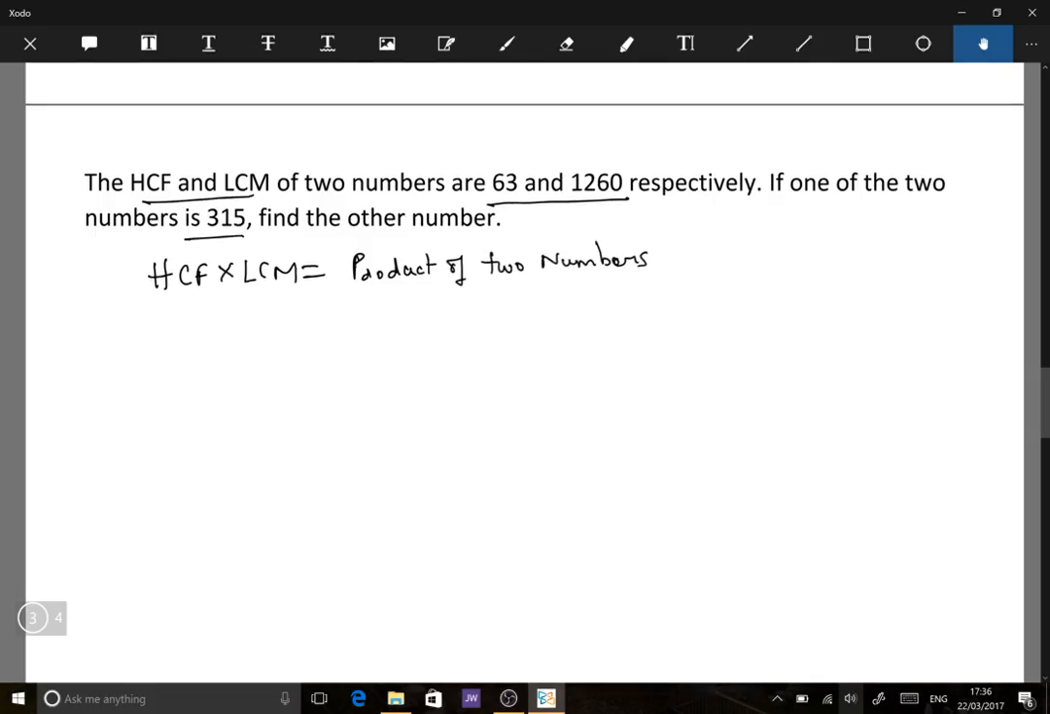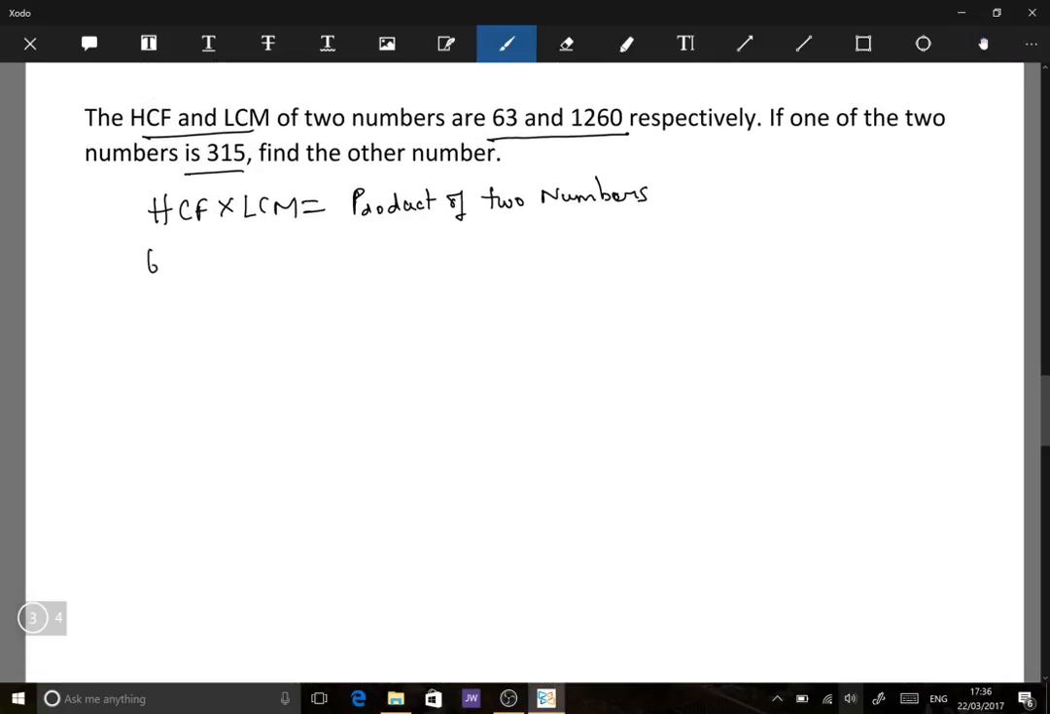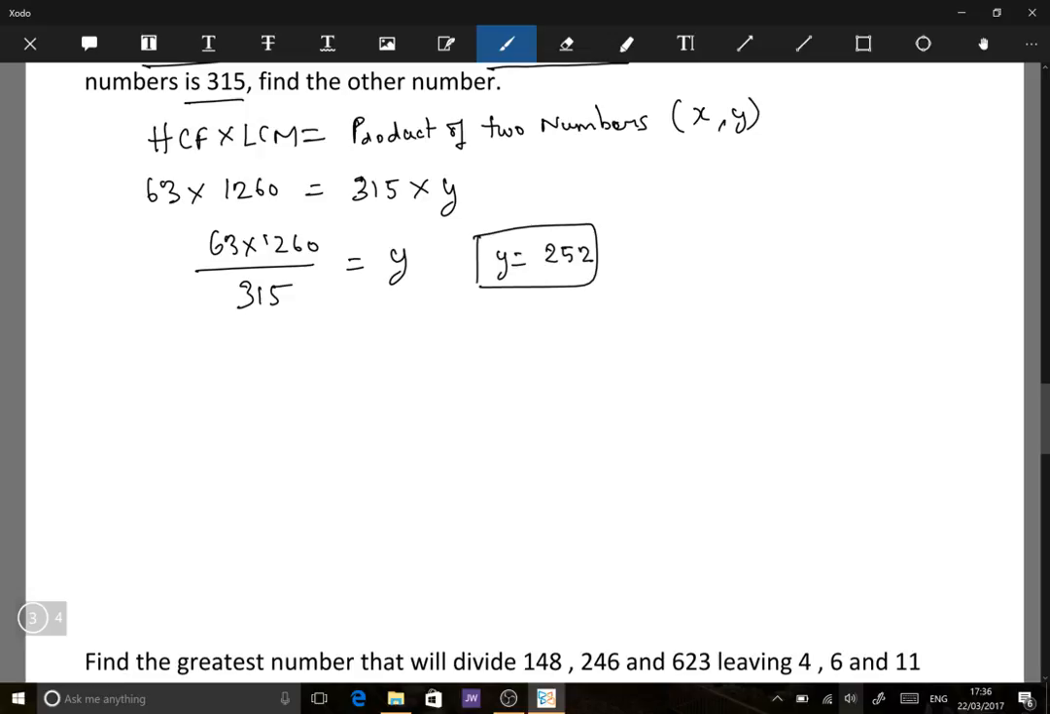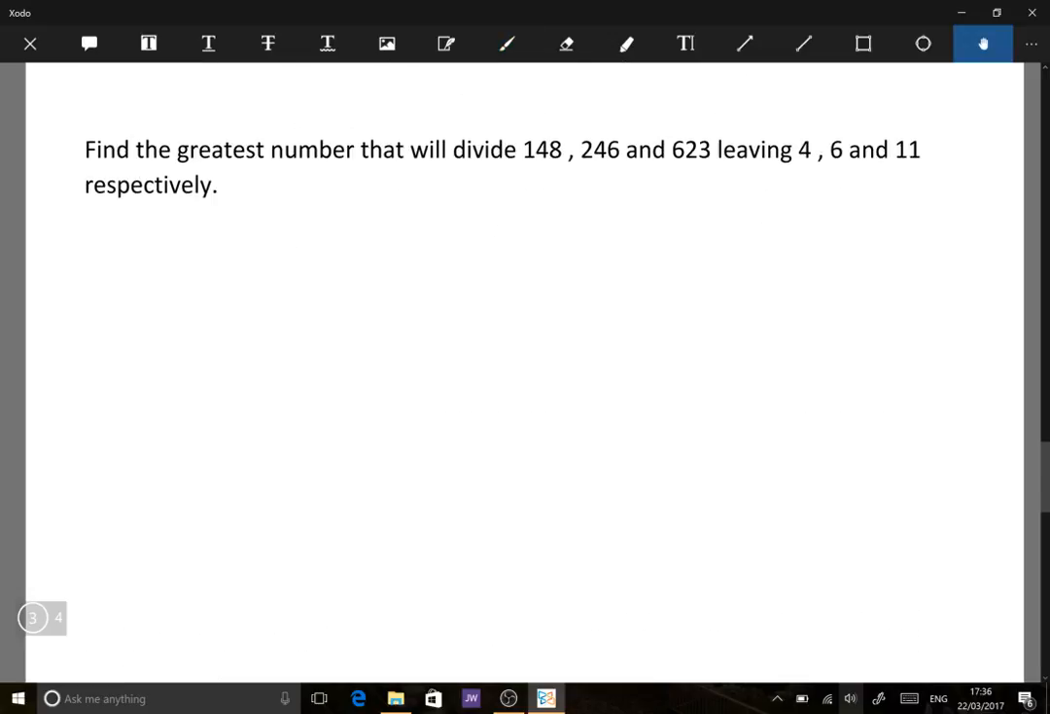By applying this rule, HCF is 63, into LCM is 1260, equals the product of two numbers. Let the numbers be x and y. I know one number is 315, and the other number I don't know, so let it be y. Now I am going to solve this. It's very simple, right? 63 into 1260 divided by 315 equals y. So what is the answer? y is 252. You get this by solving further. Then go for the next problem.